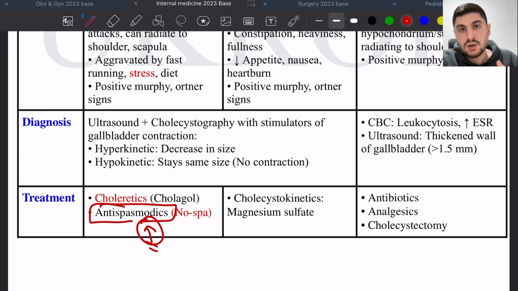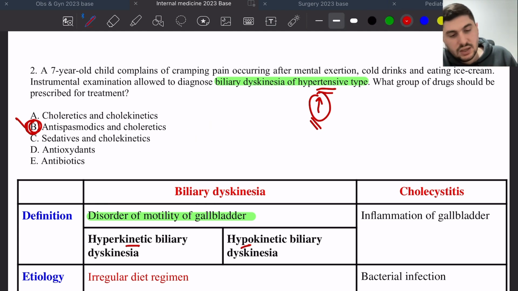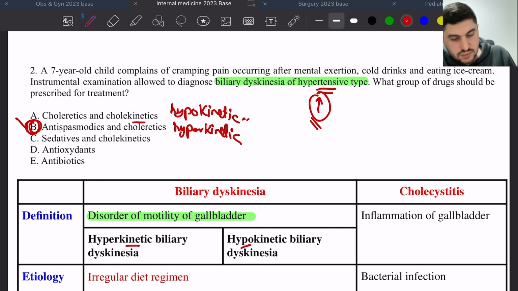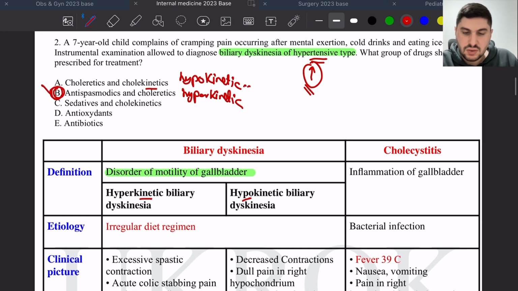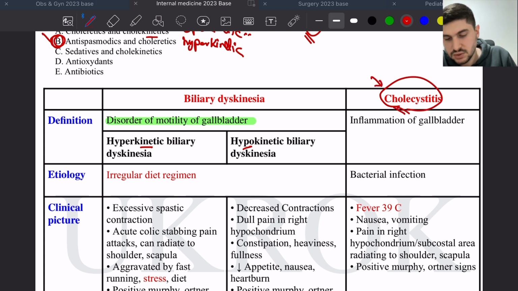In contrast to hypokinetic dyskinesia, which needs cholekinetics, right? Which fast increase the contractions rather than slowing them down. So antispasmodics for the hyperkinetic type and cholekinetics for the hypokinetic type, right? You also need in some questions to differentiate biliary dyskinesia from cholecystitis, which is inflammation of the gallbladder.